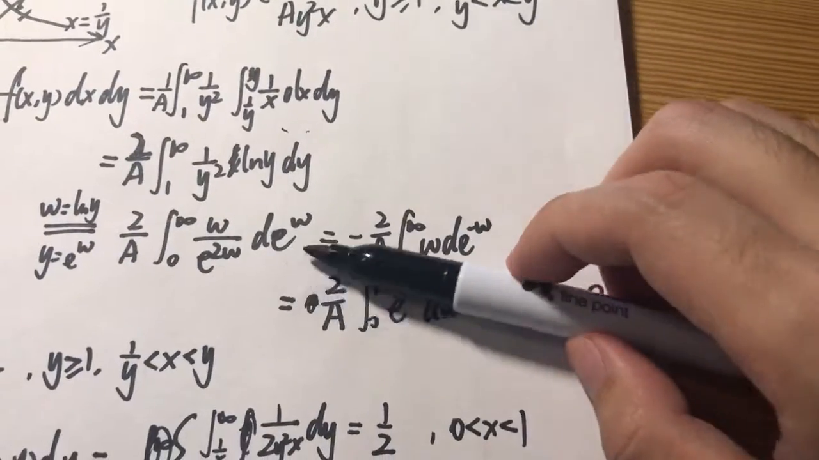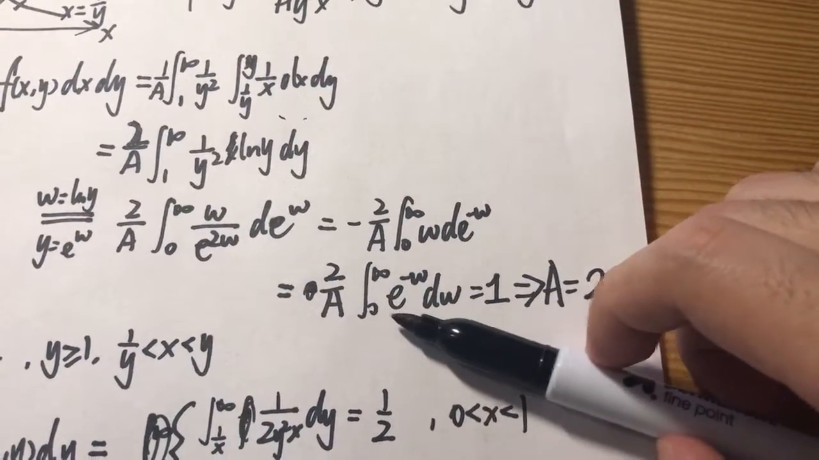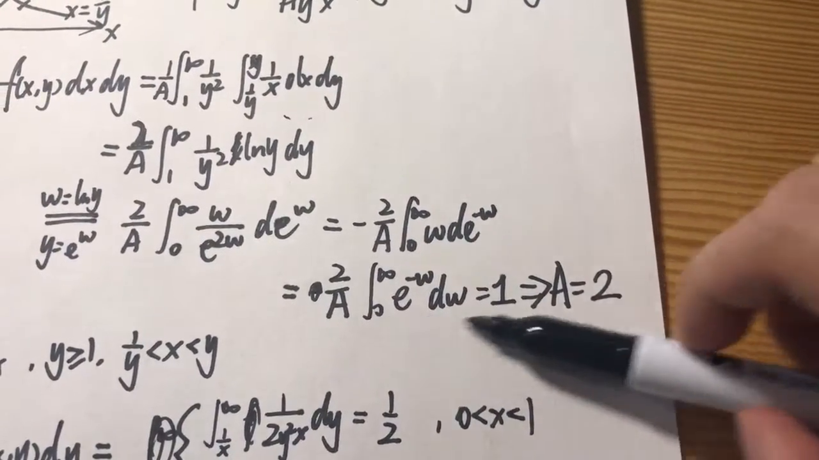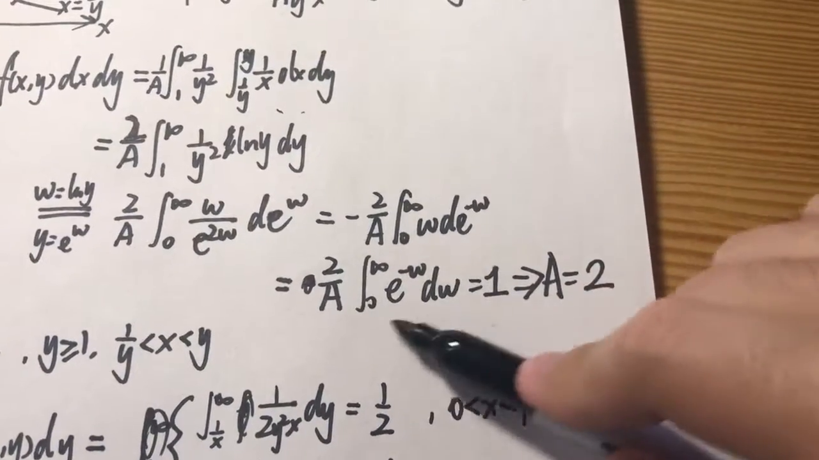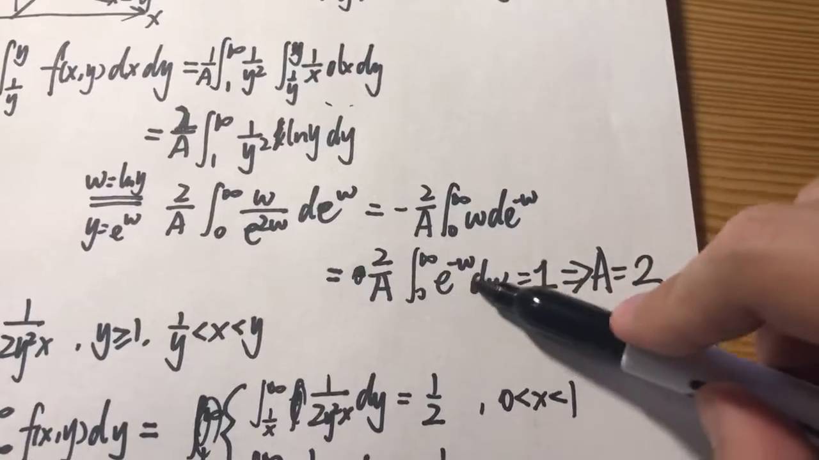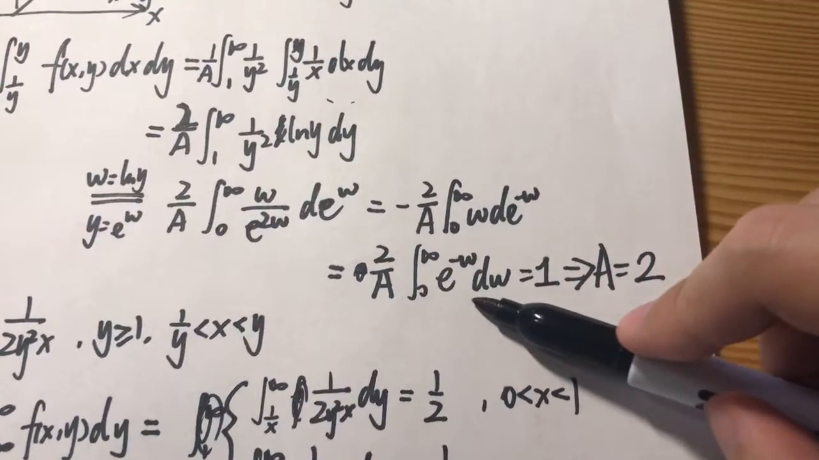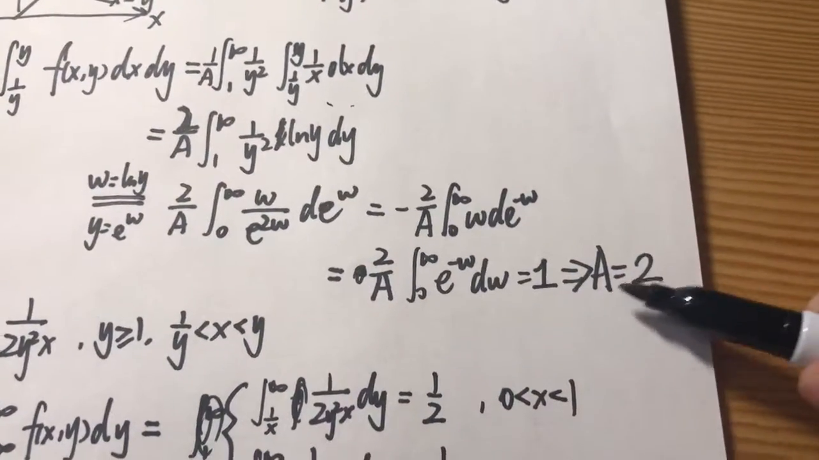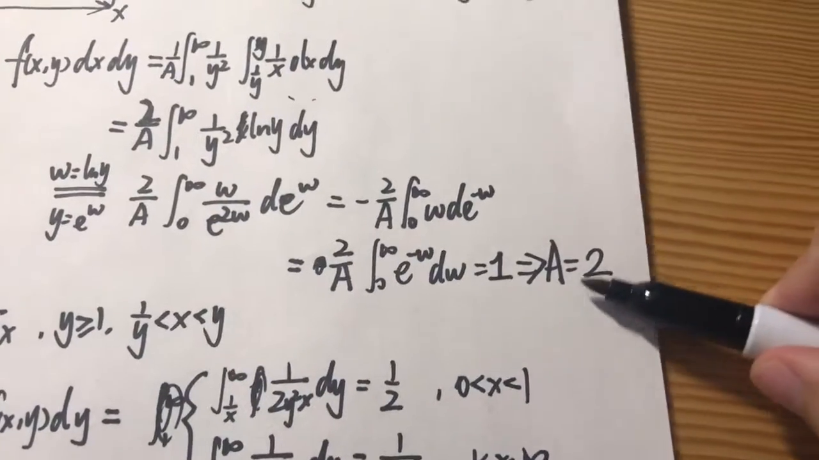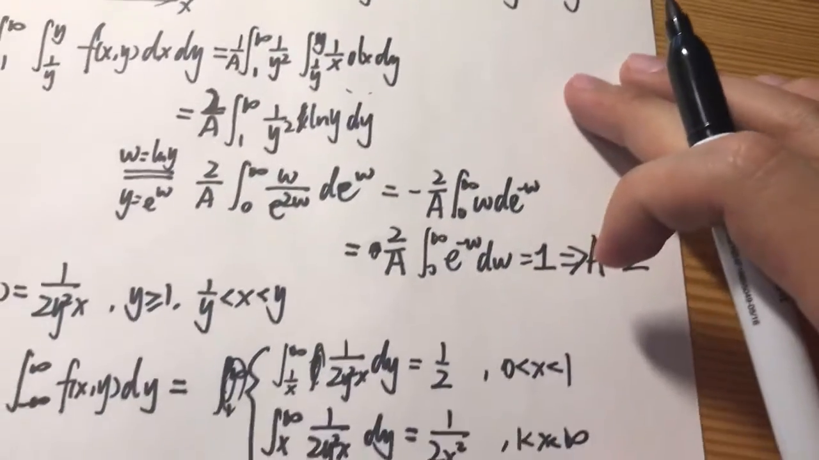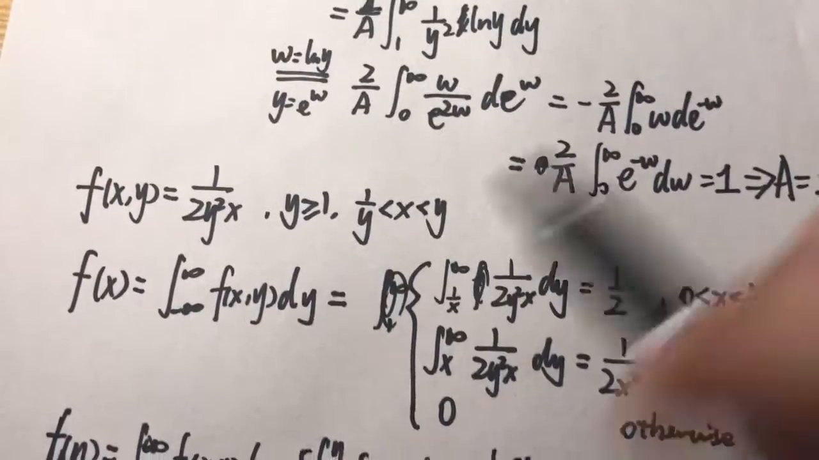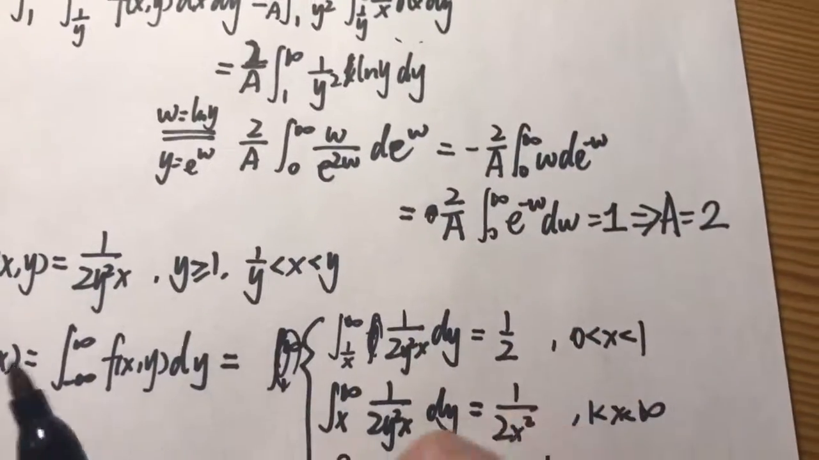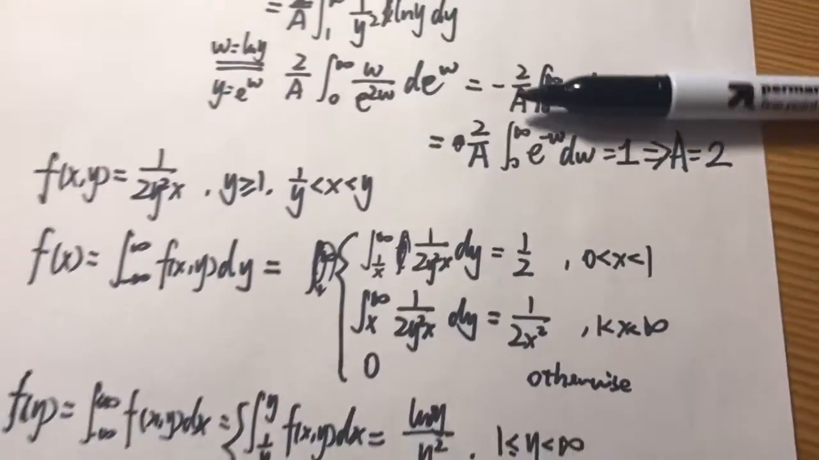After we do the integral, we need to make it 1, so this integral here is 1. So we have the final result: a must equal 2.